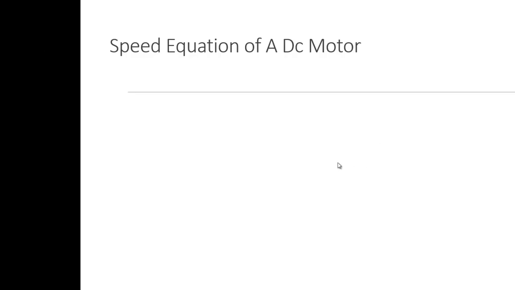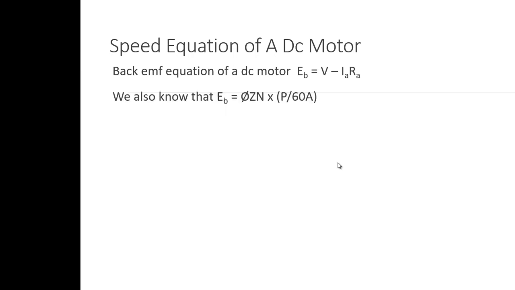Now we'll see the speed equation of a DC motor. The back EMF equation of a DC motor is EB equals V minus IA RA. We know this already. And we also know that EB equals phi ZNP by 60A. So from both equations, equate them because both are the same.